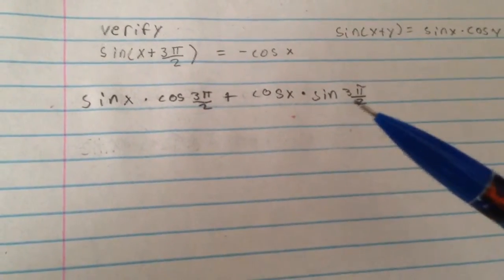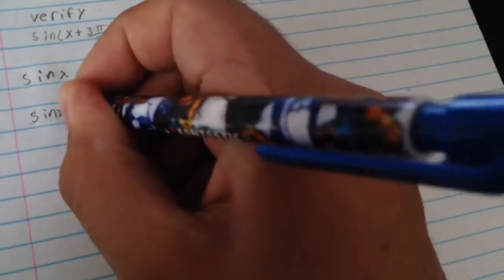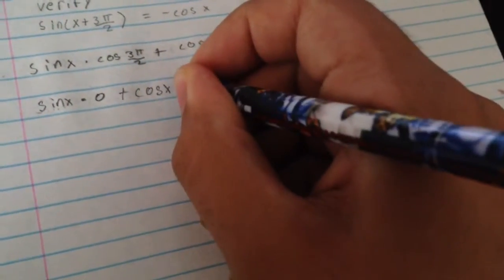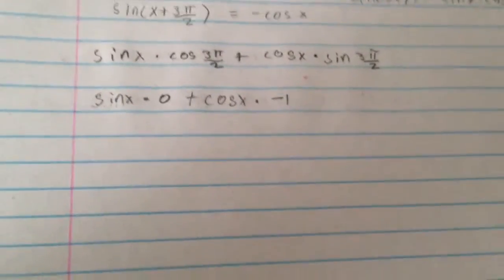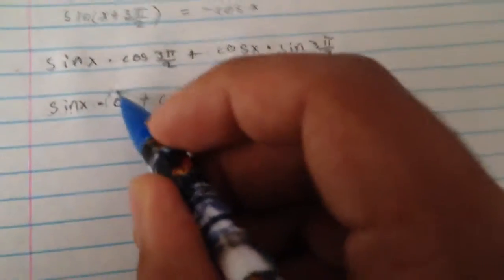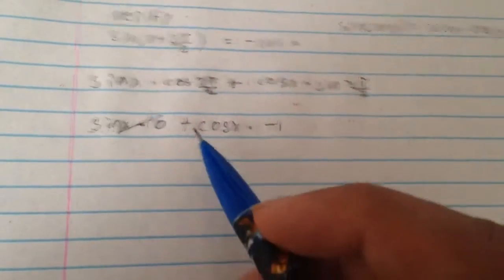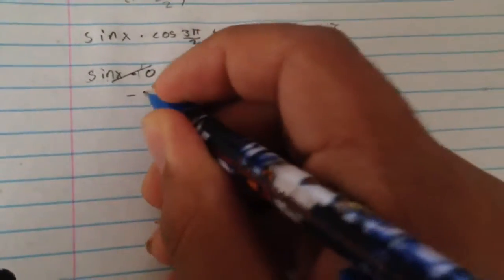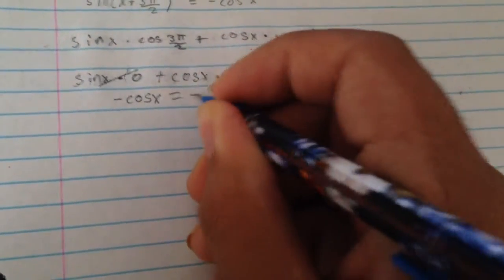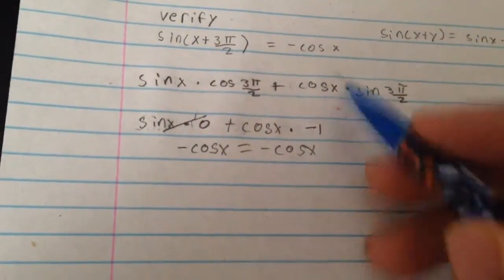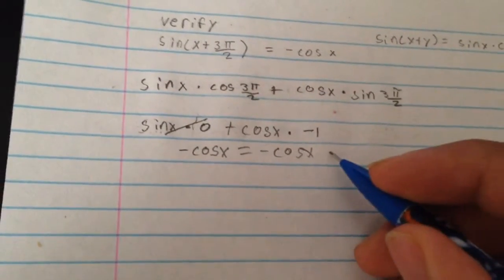So all we do now is simply plug in those values. Sine of x times 0 plus cosine x times negative 1. Well, you can see on this side of the equation, anything times 0 is 0, so this just simply cancels out. And cosine x times negative 1, well, that's negative cosine x. And look at that. That's how you know that this is a true trig identity.